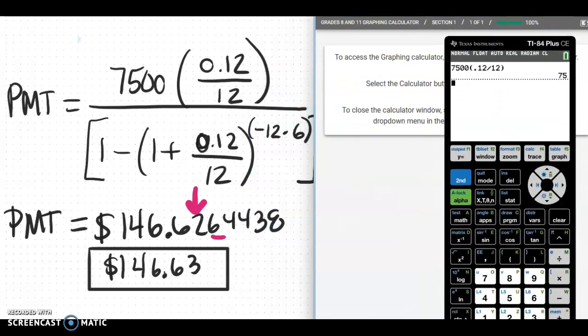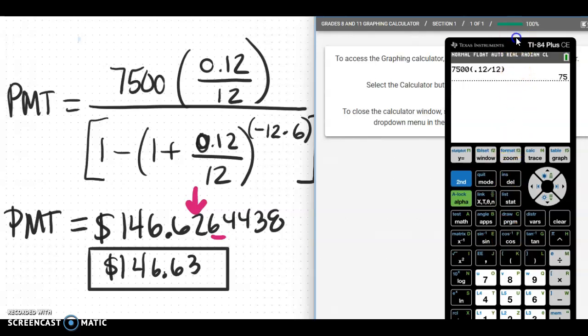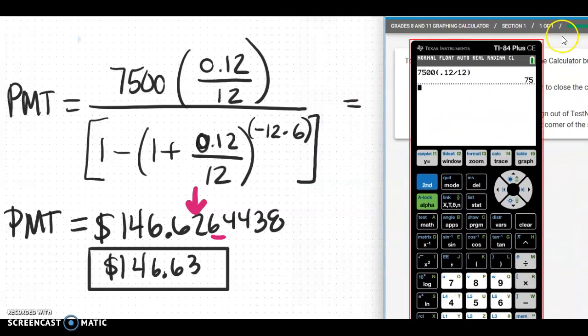Now, the denominator, I'm going to say, again, follow the parentheses. And again, I'm going to emphasize, always look back and make sure that what you typed matches what's on your paper. And when I hit enter, I get this number.